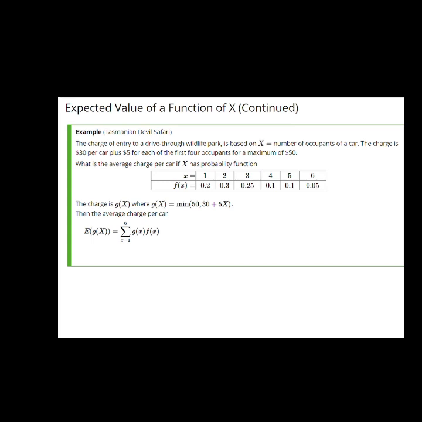Then the average charge per car is the expected value of g of x. It's the sum as x goes from 1 up to 6, g of little x, f of x. Or $35 times 0.2, that's the charge for a 1-person car, plus 40 times 0.3, 40 is the charge for a 2-person car, and 0.3 is the probability of that case, and so on. Of course, the last 3 cases, 4, 5, and 6 occupants, all have exactly the same charge, namely $50. Now, when we determine that sum, we end up with $42.75, 42 3/4.